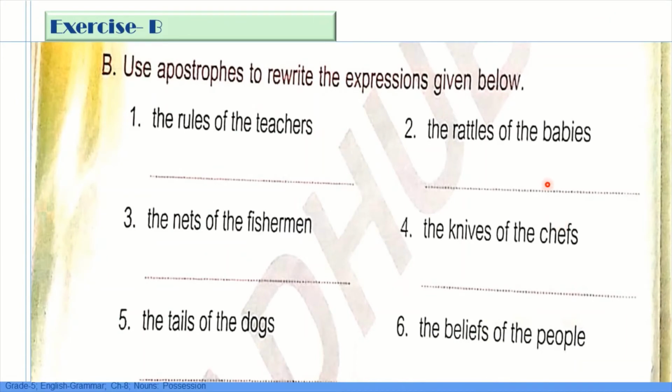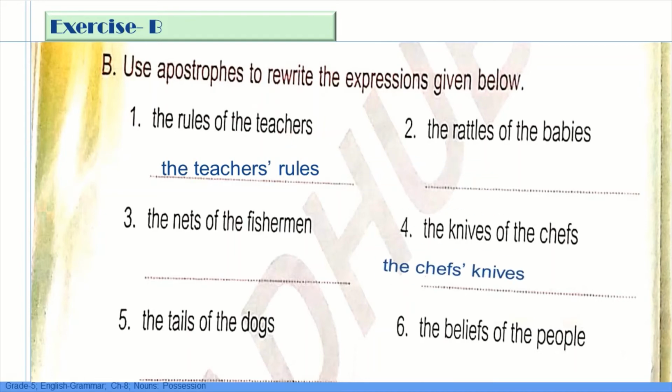Exercise B. What you have to do is use apostrophes to rewrite the expressions given below. The rules of the teachers. Whose rules? Teachers' rules. So these rules belong to teachers. So what will be the answer? The teachers' rules. Why did I put an apostrophe here? Because I am talking about teachers, not only one teacher. I am talking about all teachers, plural form it is, right? So in the teachers' rules, I will add an apostrophe after this S, because this noun was in plural form.